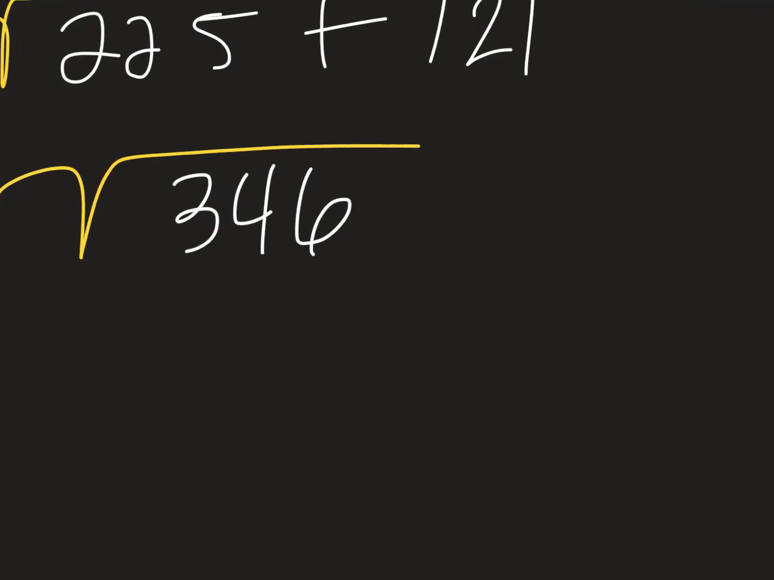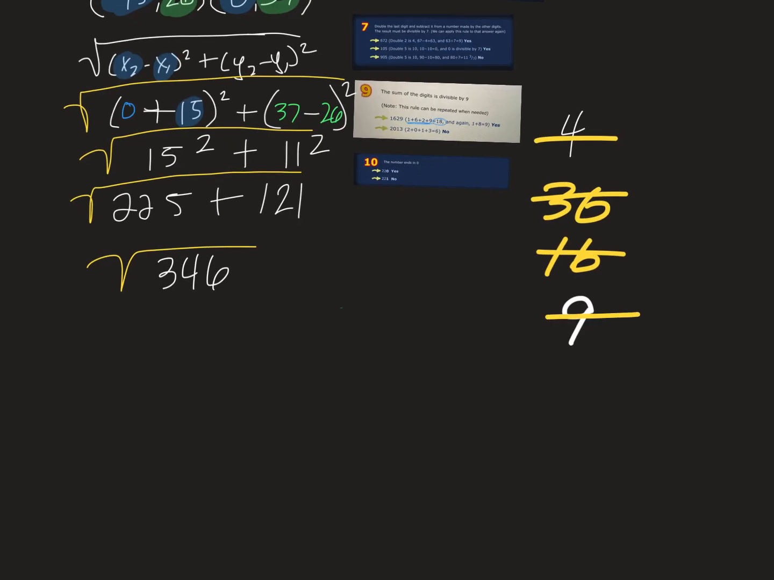What's 3 plus 4 plus 6? 13. Is 13 divisible by 9? No. So 9 won't work for that one either. So because 9 doesn't work, if we're thinking perfect squares, what's another perfect square that won't work? Because 81 won't work because 9 doesn't work. So if the smaller factor doesn't work, 81 doesn't either.